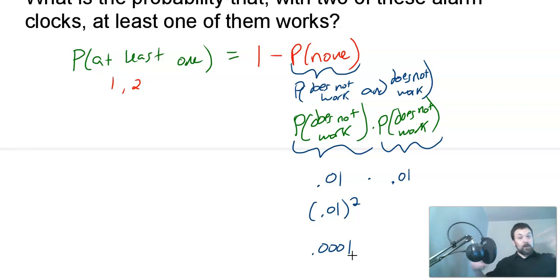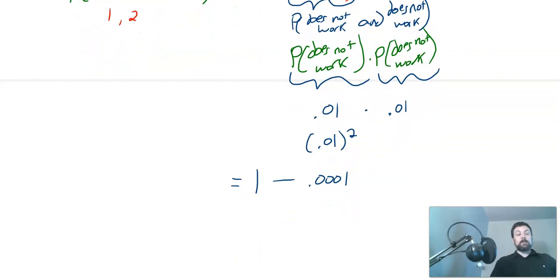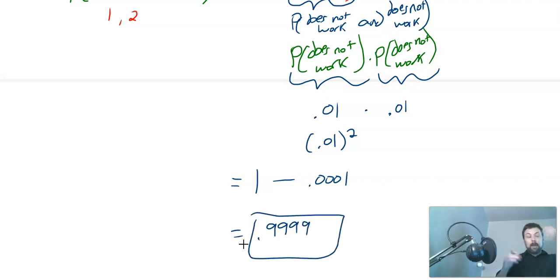That's 0.01%. It's really rare for both alarm clocks to fail at the same time. So 1 minus that would give me the probability that at least one of the alarm clocks is going to work on any given morning. And so that's 0.9999. So you have a 99.99% chance that we will not oversleep, that the alarm clocks are going to wake us up. All right.